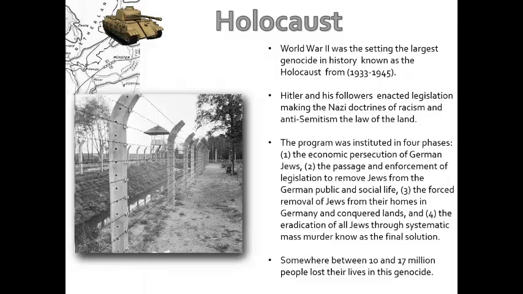First, the economic persecution of German Jews. Second, the passage and enforcement of legislation to remove Jews from German public and social life. Third, the forced removal of Jews from their homes in Germany and conquered lands. And fourth, the eradication of all Jews through systematic mass murder known as the final solution. It is very difficult to determine how many deaths occurred, but estimates suggest that somewhere between 10 and 17 million people lost their lives in this genocide.